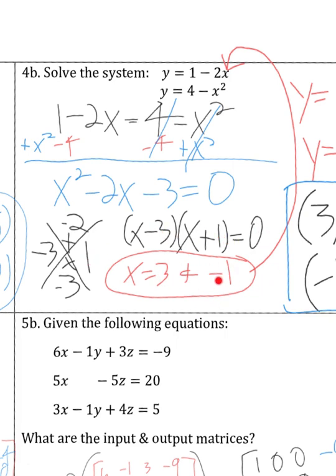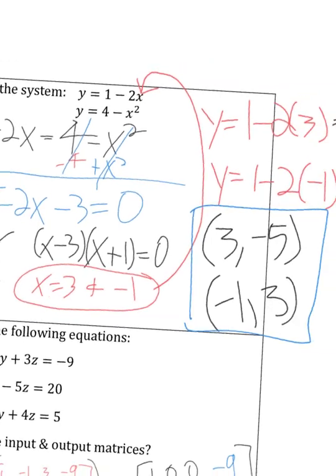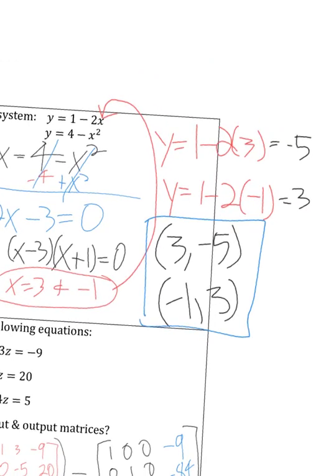So x equals 3 and -1, because if you plugged in a 3 here, that'd make it go to 0. If you plugged in a -1 there, that'd make it go to 0. So those are my two x answers. What are my two y answers? I just plugged it into one of the two functions. This one's a little simpler. 1 minus 2x, so 1 minus 2 times 3 is -5. 1 minus 2 times -1 is +3. So my final answers are 3, -5 and -1, 3.